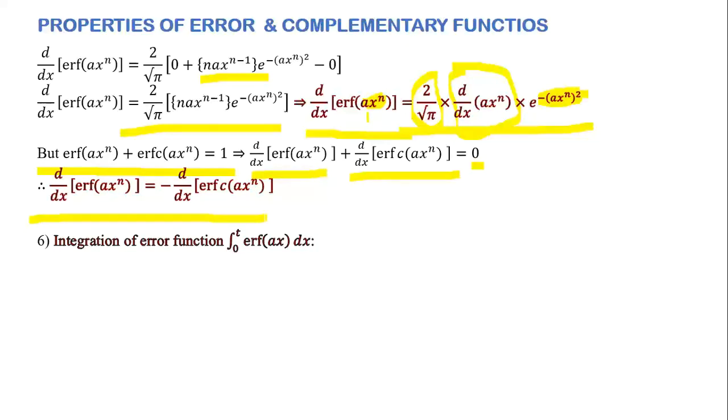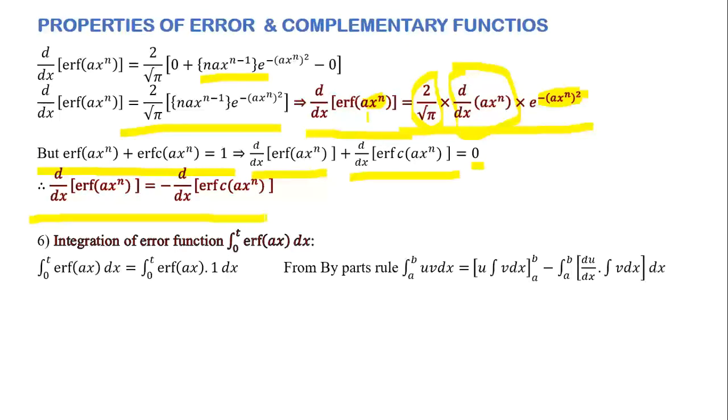But here we will consider a definite integral, that is from 0 to t only, of error function of ax. So let's try this. The integration from 0 to t of error function of ax dx is equal to... We try this integral by splitting this function, by considering this function as this function multiplied by 1.